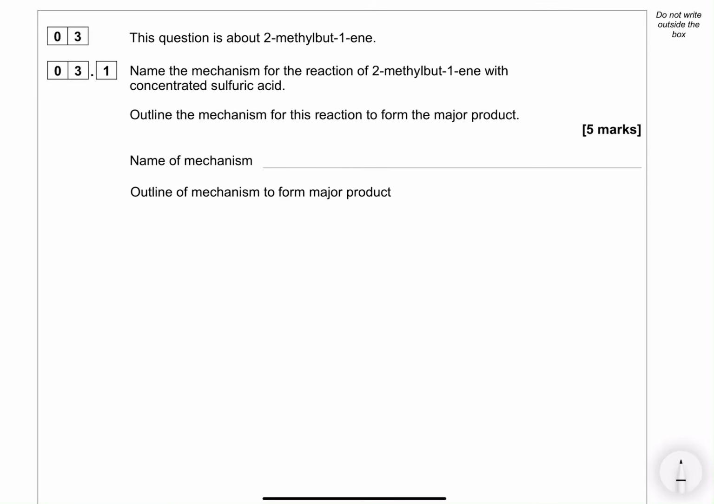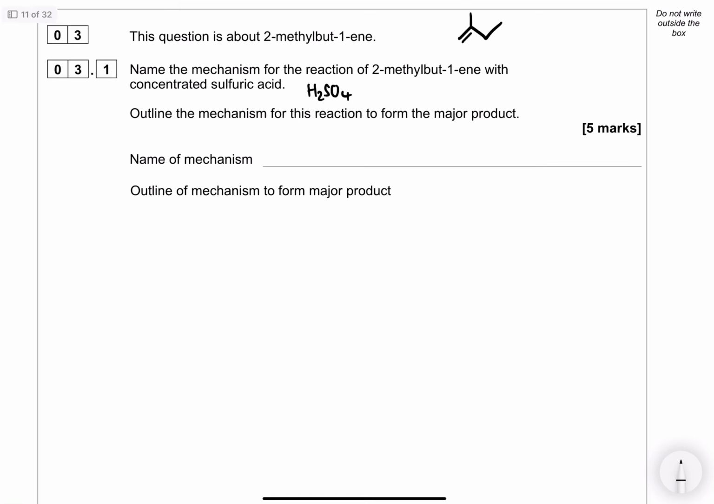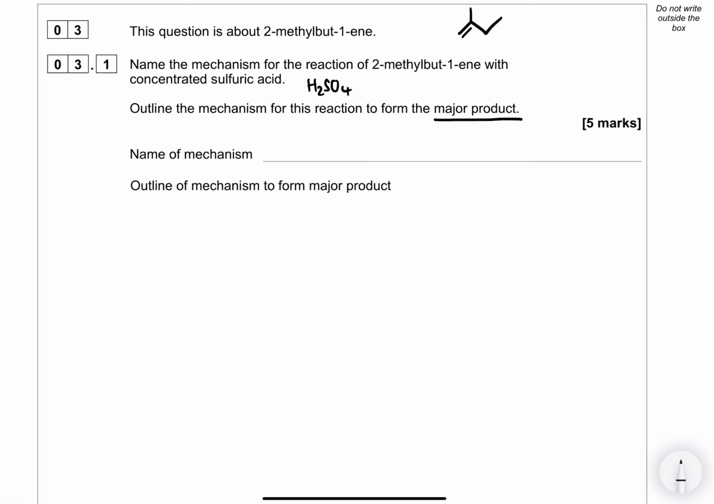This question is about 2-methyl-but-1-ene. So but-1-ene with a methyl group on number 2. Name the reaction for 2-methyl-but-1-ene with concentrated sulfuric acid. Outline the mechanism to form the major product. So this is a reaction of an alkene. Alkenes are attracted to electrophiles and they are added on, so electrophilic addition.